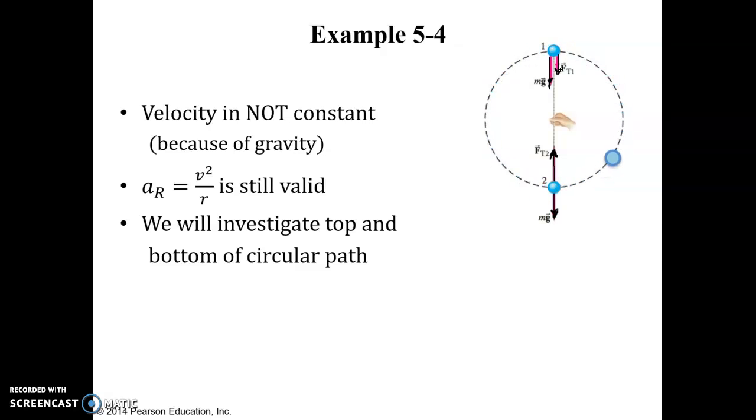If we were to investigate this type of situation, we can really only look at these 2 points. We could investigate other points, but mathematically it would be a lot more complicated. These are the 2 simplest points to look at. So we'll investigate what's going on at the top and at the bottom. Those are going to be the 2 extreme values, where the 2 forces are opposed to each other and where they're acting with each other.